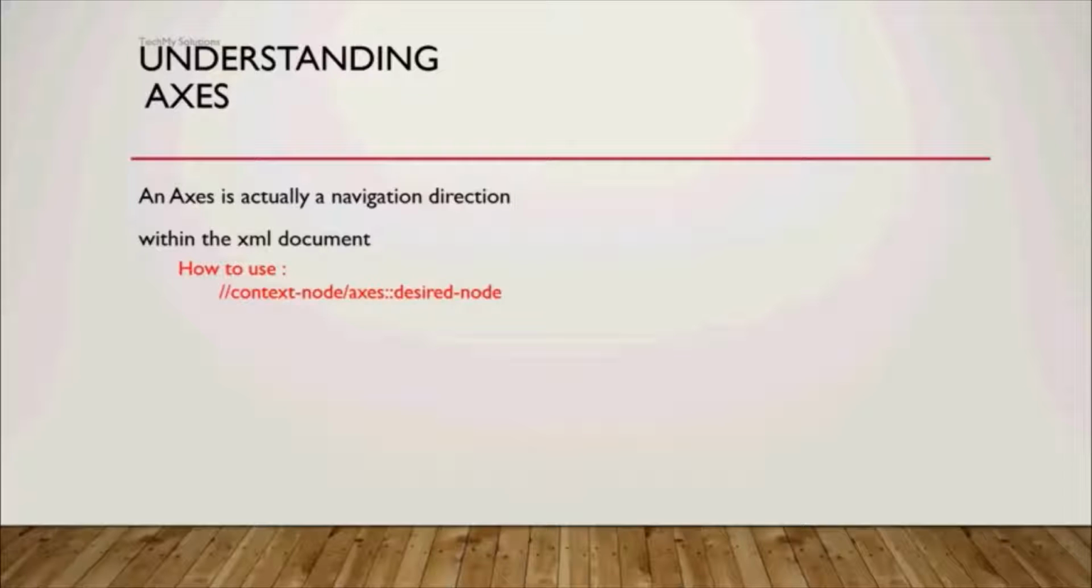The syntax to use axes is a double forward slash, then the context node, which means the node that you are at present, then a single slash and the name of the axis. Then you use the double colons, and then reach your desired node name.